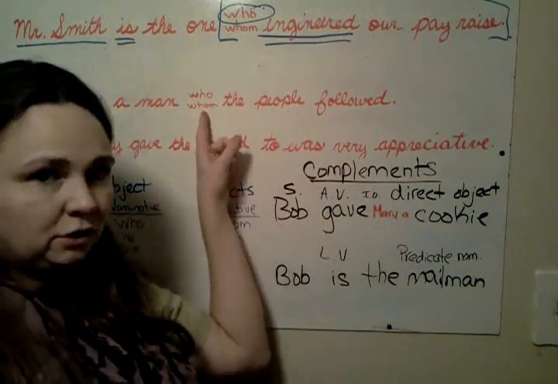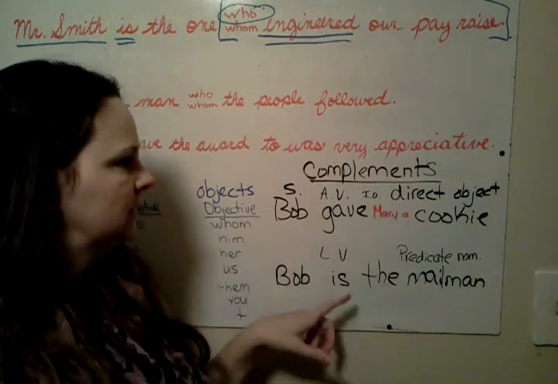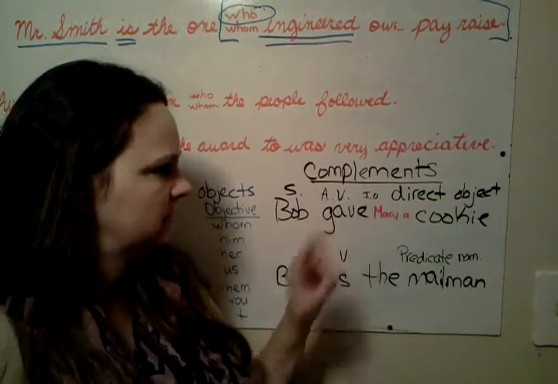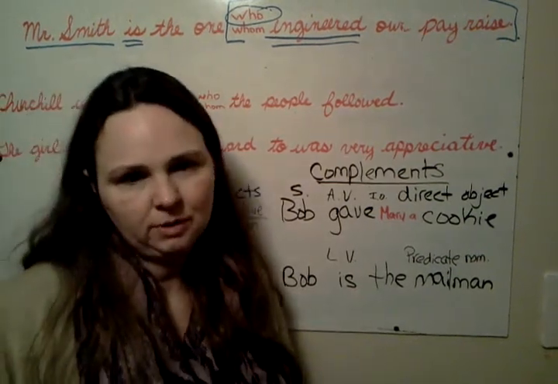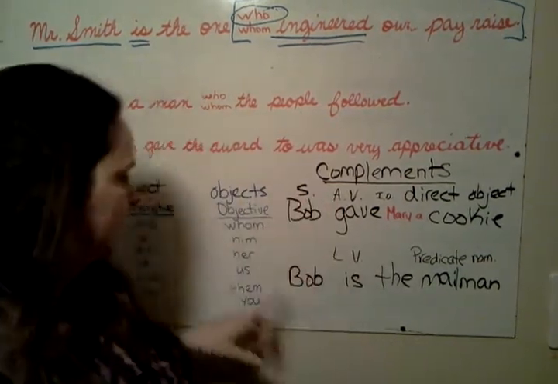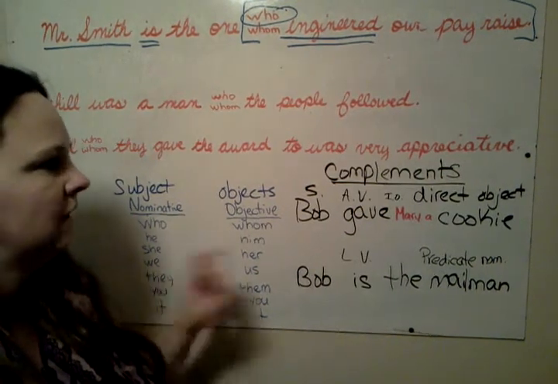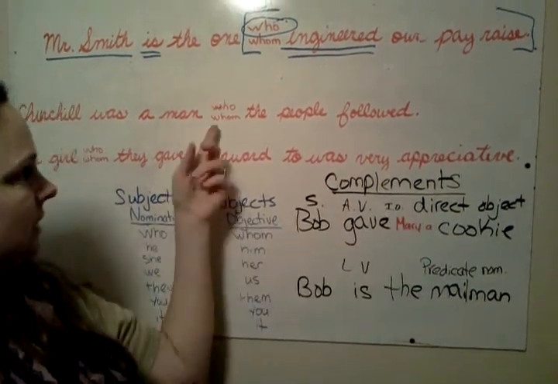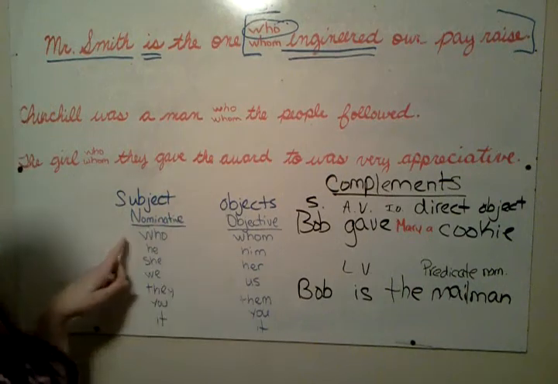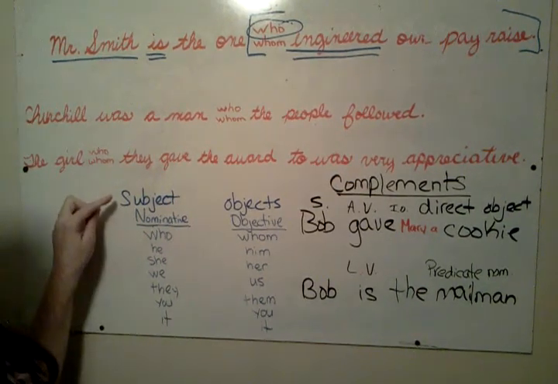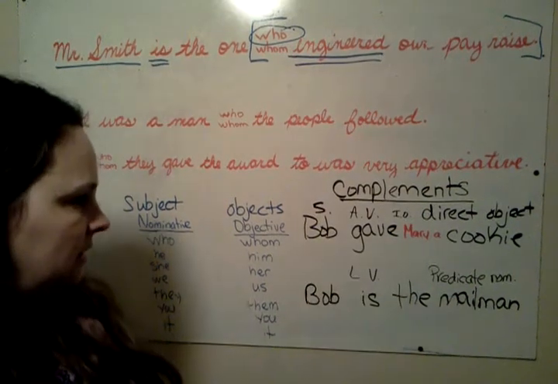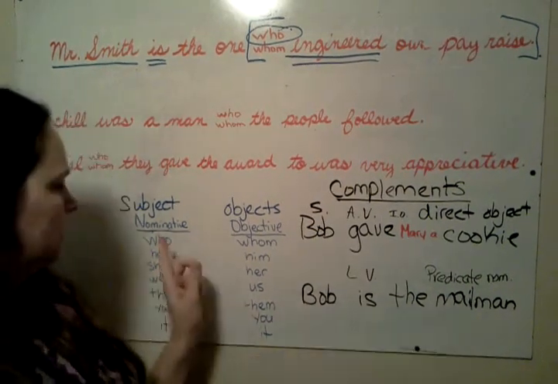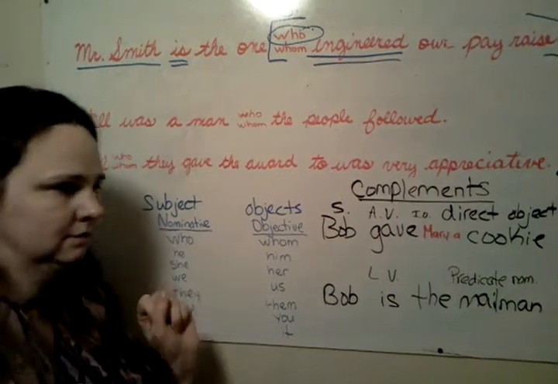Because if we're going to choose whom, we're going to choose it because it's going to be doing the job of an indirect object, a direct object, or the object of a preposition in the sentence. Because whom is objective, so if it's doing one of these jobs, we're going to use it. Who is nominative, so if it's doing the job of the subject, or another word in the sentence that means the subject, we're going to use this.